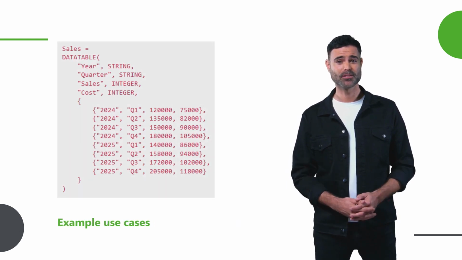Example use cases. Visual calculations make it easy to create running totals, profit calculations, and conditional formatting directly within a chart or table. They're ideal for quick analysis without changing your underlying semantic model.